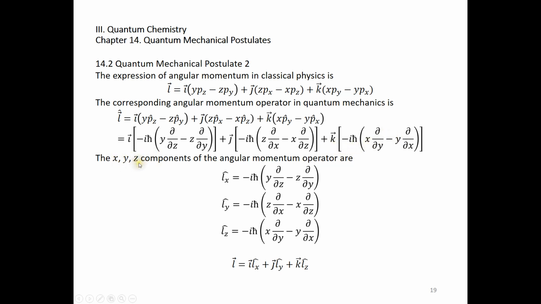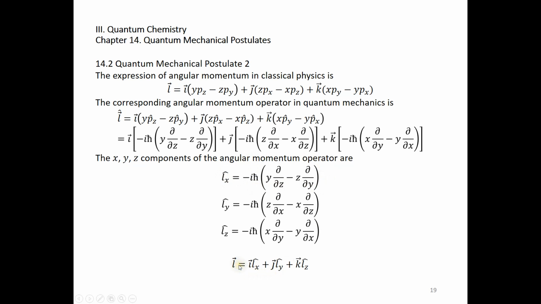The x, y, z components of the angular momentum operators are the three equations. Again, L sub x corresponds to negative i h bar times y ∂/∂z minus z ∂/∂y operation. So again, this is going to be an operation, and when we apply the L sub x operator to a function, essentially we are applying this whole thing to that wave function.